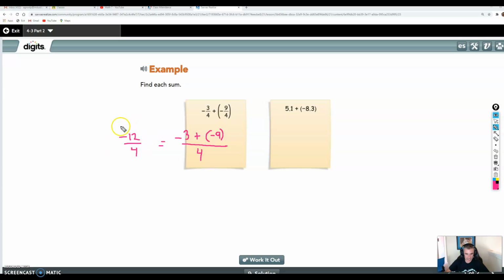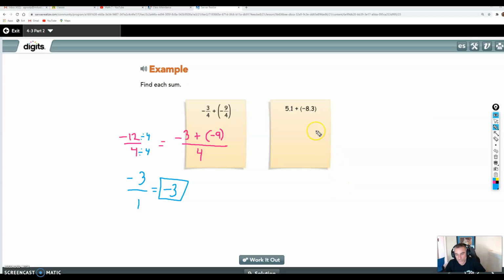All right, so this is the answer, but it can be simplified, right? These both have a common factor of 4. So if I divide the top by 4 and the bottom by 4, negative 12 divided by 4 is negative 3, right? I have a negative divided by a positive. That's where the negative sign comes from. 12 divided by 4 is 3. On the bottom, 4 divided by 4, any number divided by itself is equal to 1. All right, when you have a fraction over 1, it's just equal to that number.